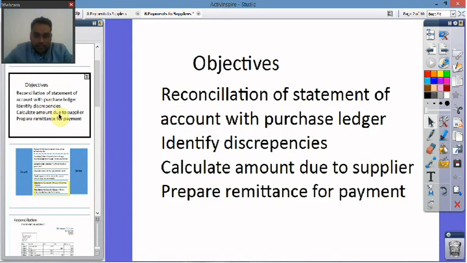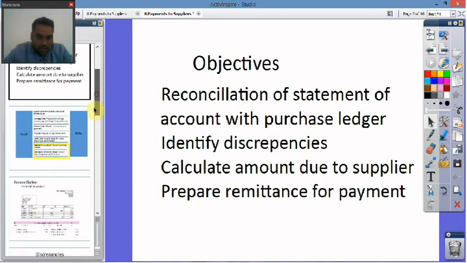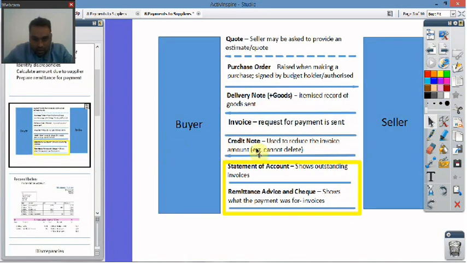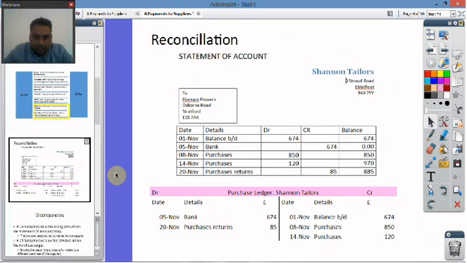Let's get started. Objectives for today: we're going to reconcile a statement of account with the purchase ledger in our accounts. We're going to identify any discrepancies, and then we're going to calculate the amount due to the supplier. We're going to prepare a remittance advice for the payment. The part we're looking at here, between the buyer and the seller, is the statement of account and the remittance advice and cheque, or BACS nowadays. So that's the part we're looking at.